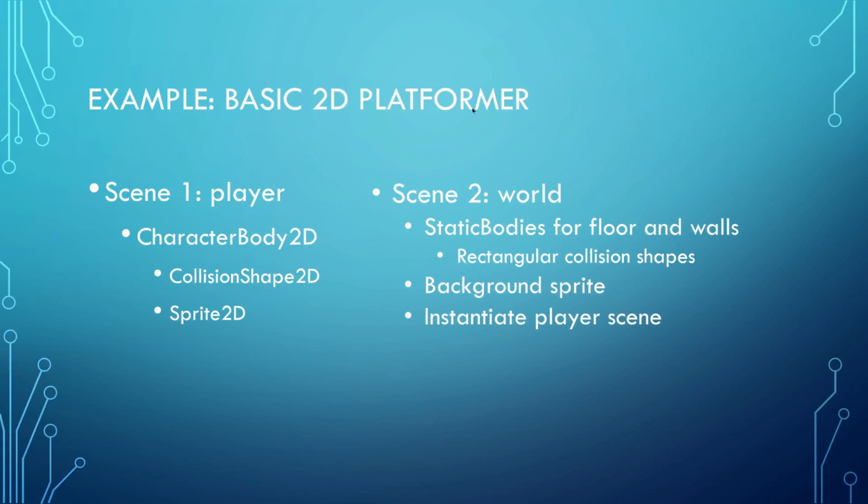Okay, so we've already done this basic 2D platformer. So we've already got all this stuff done. There's the character body 2D with a collision shape and a sprite and the world, and we could add walls. And we've got this background mesh. We don't have the sprite. And we instantiated the player scene.